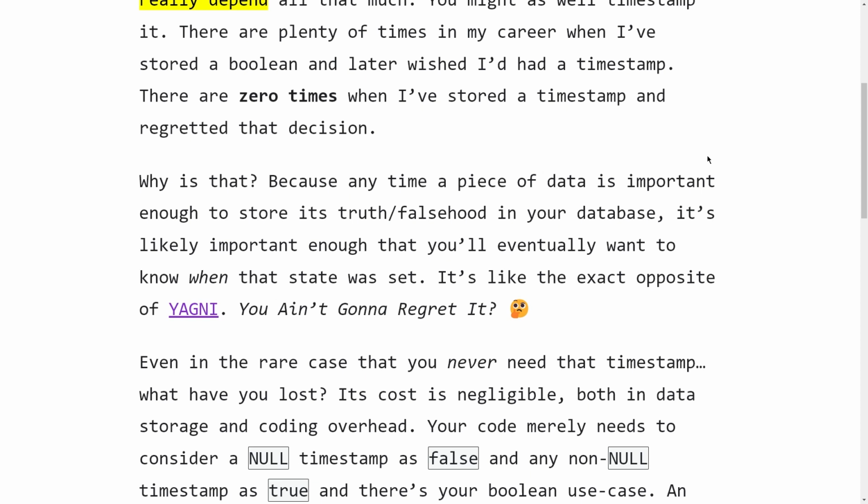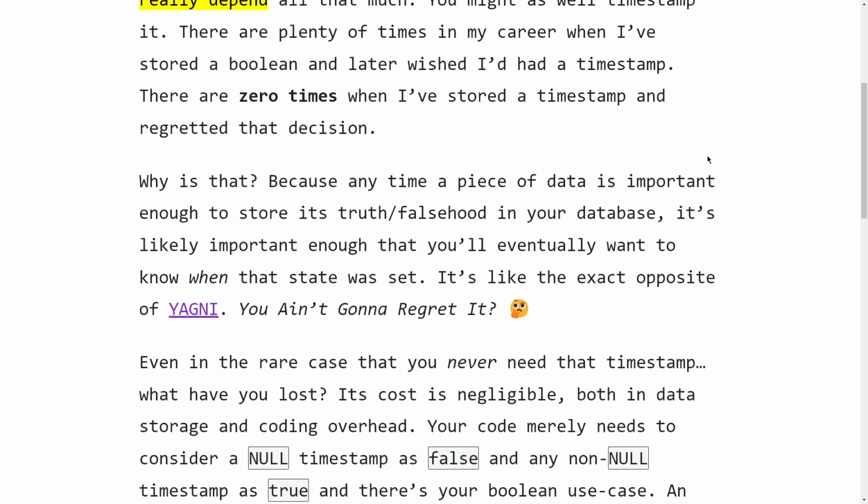It's like the exact opposite of YAGNI, which, I don't remember what it means. You ain't gonna regret it. Oh yeah, "you ain't gonna need it" is YAGNI.